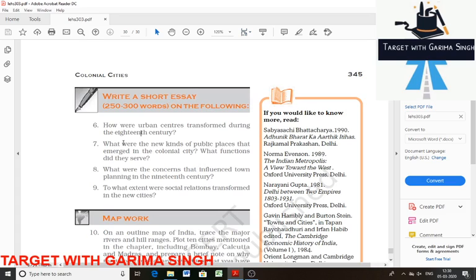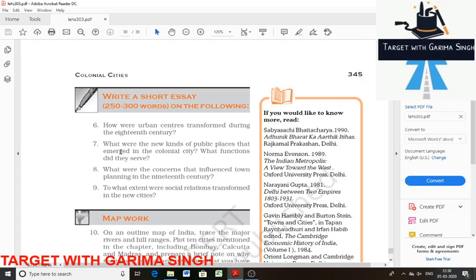Then seventh is what were the new kinds of public places that emerged in the colonial city? What functions did they serve? So the Indians found the new colonial cities bewildering. They were surprised by the new transport facilities available here. The means of transport, which included horse-drawn carriages, trams, buses, enabled the people to live at faraway places from the cities, and now they lived at some other places and served at some other places.